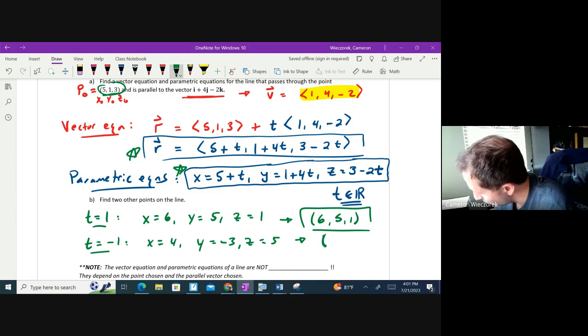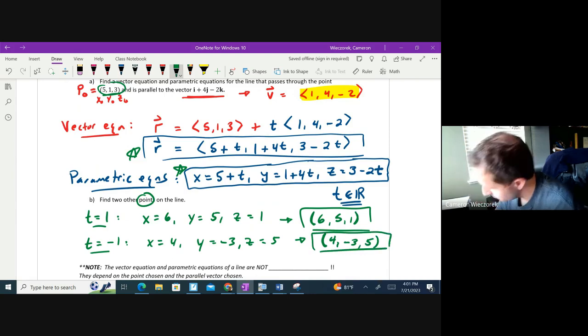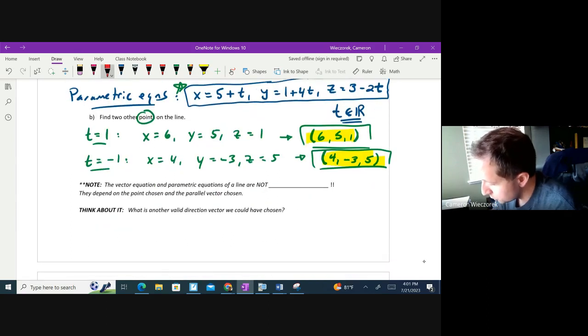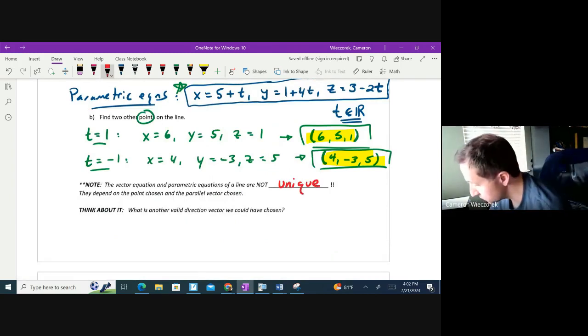Now notice I'm doing ordered pairs now because it said points, not vectors. So I'm not using brackets. I'm using parentheses. Just a small little detail to make sure that you're careful with. Okay, so that's 2 other points on that line. Notice the vector equation and the parametric equations, they are not unique. There is obviously more than one representation you can use to write the equation of the line.